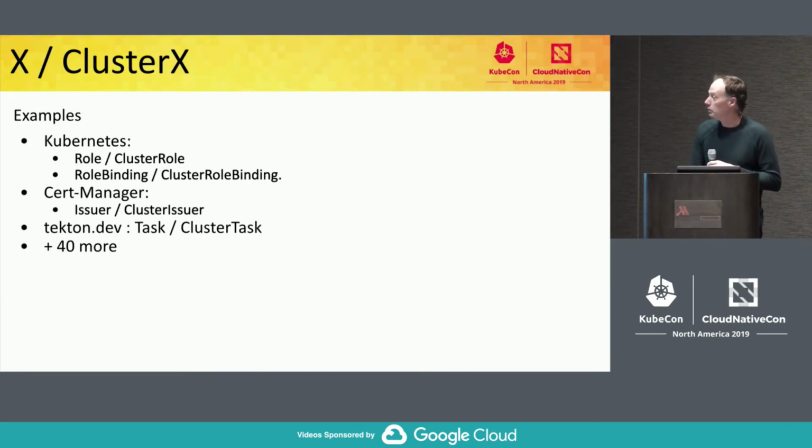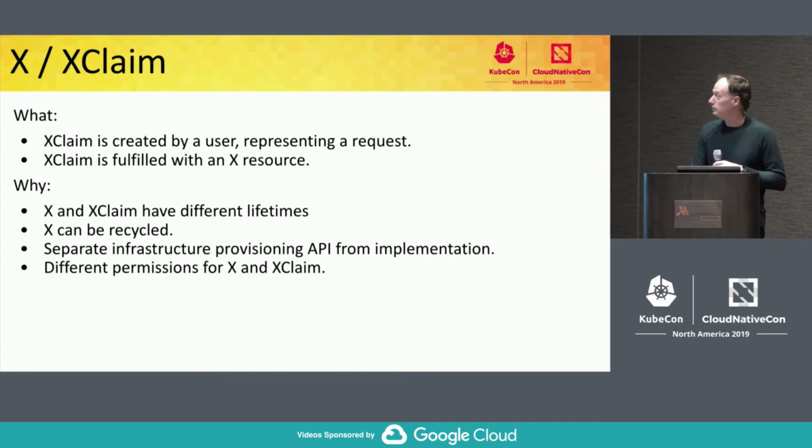So here are some examples. I found around 40 of these as I was looking for the pattern of X and cluster X within the same API group.